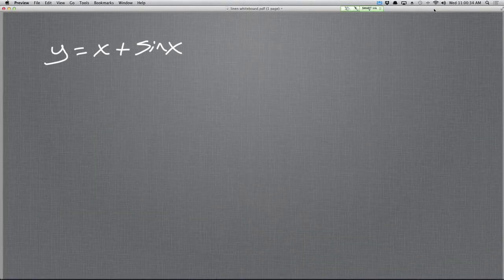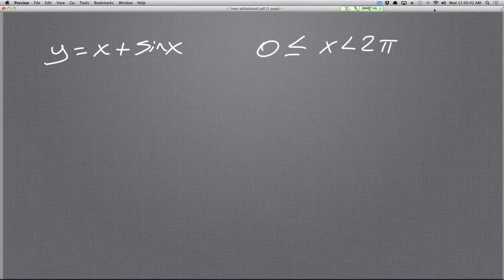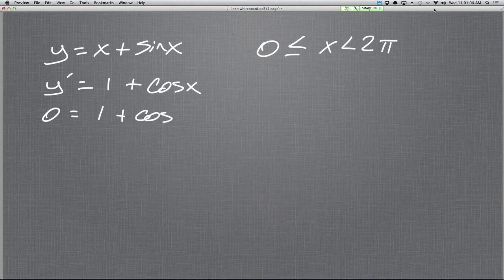I'm interested in where this thing has horizontal tangent lines between 0 and 2 pi. So again, Amelia, what do I need to do to get started? Find the derivative. What's the derivative of x? 1. What's the derivative of sine? April, after I find the derivative, what do I want to do? Set it equal to 0. Okay, Cole, what do you want to do next?